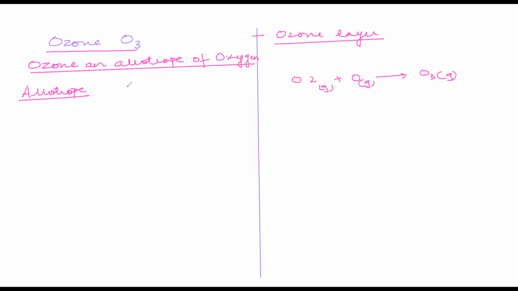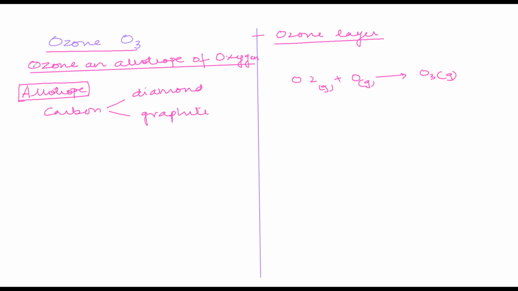Now we move on to the next part. The next important terminology is that ozone is an allotrope of oxygen. What do we mean by allotrope? We have different allotropes. For example, carbon has allotropes: diamond is one allotrope of carbon, another one is graphite, another one is buckyball, and there are plenty of other allotropes of carbon as well.